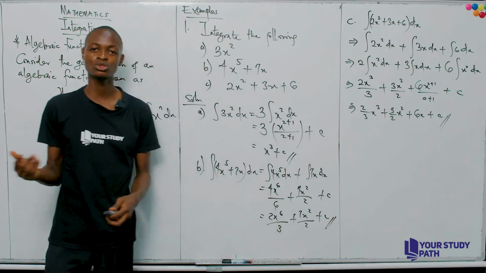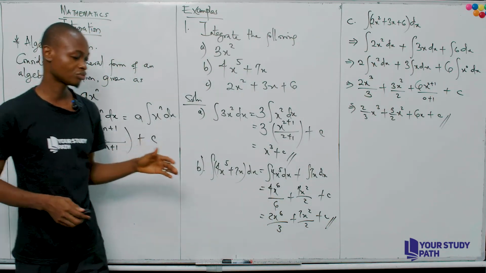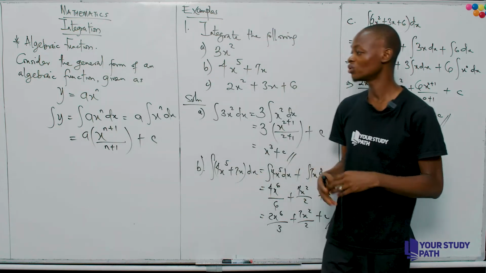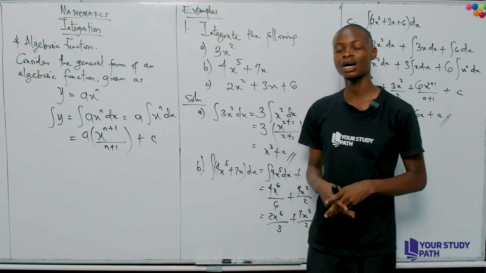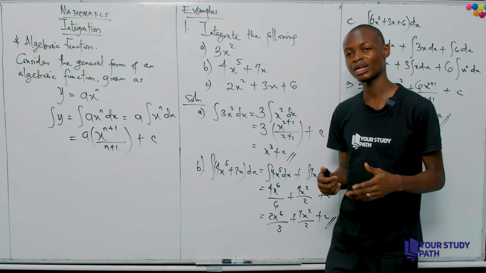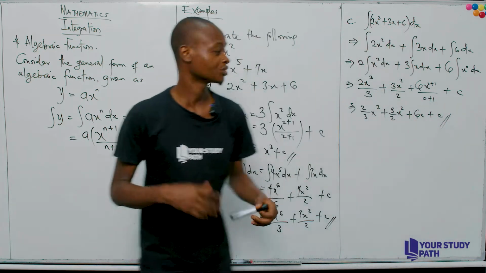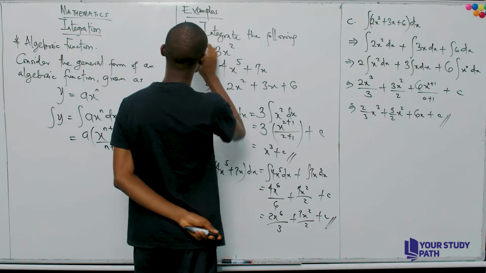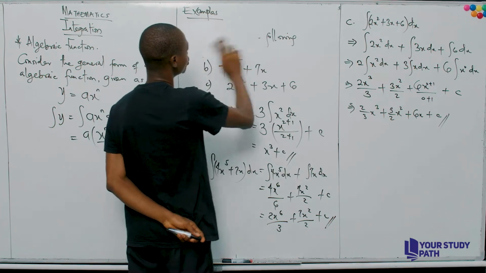So this is how we solve integration of simple algebraic functions. But does that mean that this is the only way, or this is the only kind of algebraic functions we can have? Not exactly. We can have different other kinds of algebraic functions. Let's delve into those other kinds. So this is 1. Let's take it 2.